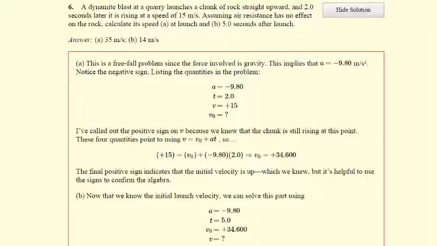What is the speed 5 seconds after launch, assuming no air resistance is affecting the rock? Calculate speed 5 seconds after launch. That's going to be v. So it's still essentially the same problem, except t is now 5 seconds, right? Final speed is what I'm looking for. What do I put here?